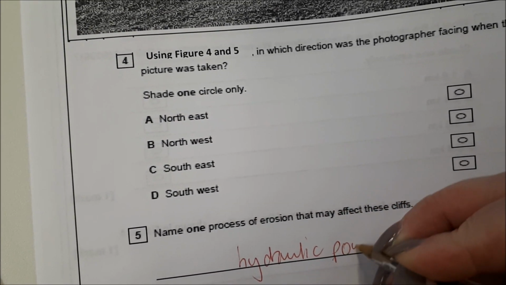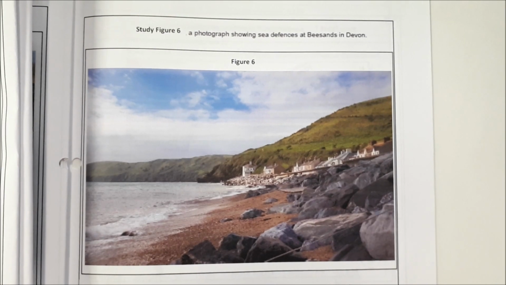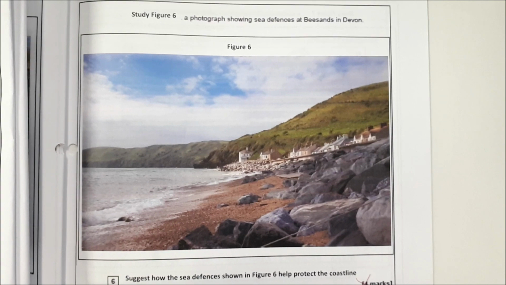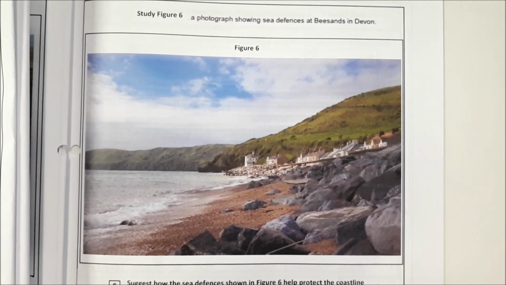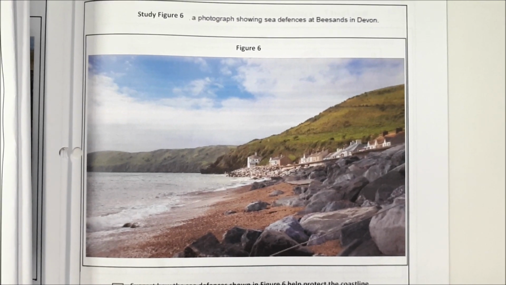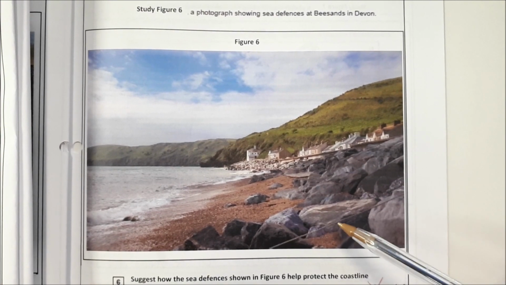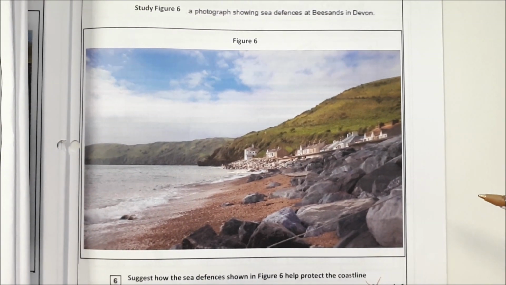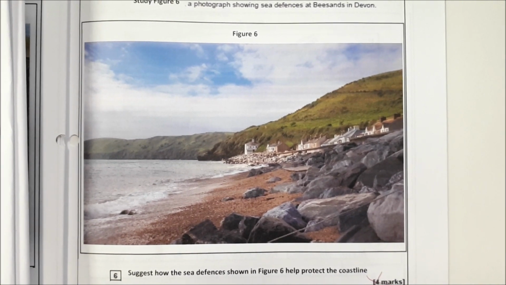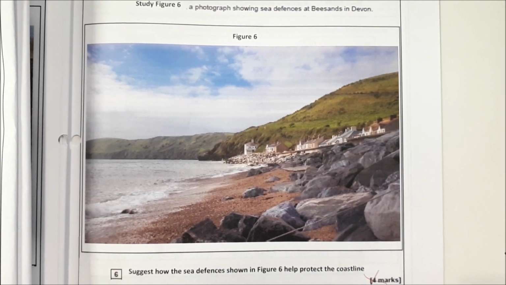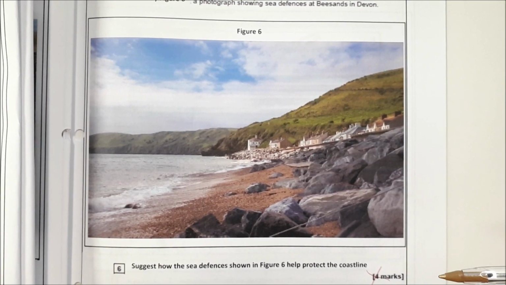So another coast question here. This is question 6, and I'm going to use a colour version of this because we really need to be able to see the picture to answer the question. Again, it's another one where you have to use the image, just like the rainforest question with the rainforest picture. You have to use the image here to answer the question. So the question is, suggest how the sea defences shown in figure 6 help protect the coastline. Now it's worth 4 marks.